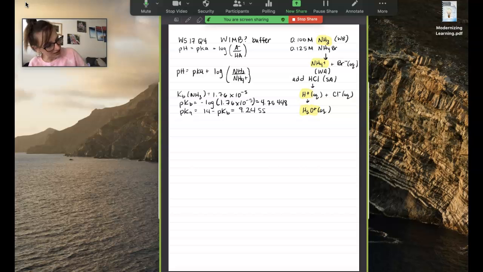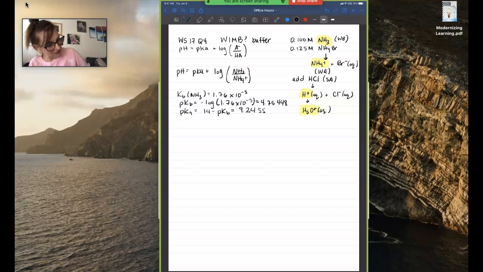So here we'll put 9.0 for the pH in the Henderson-Hasselbalch equation, which is equal to 9.2455 plus the log of ammonia over ammonium. The cool thing about the Henderson-Hasselbalch is it allows you to calculate the new ratio of the base to the acid. Like I said before, if it were equal, then this ratio would be 1. Log of 1 is 0. So therefore, pH is equal to pKa. So pH would be 9.2455.